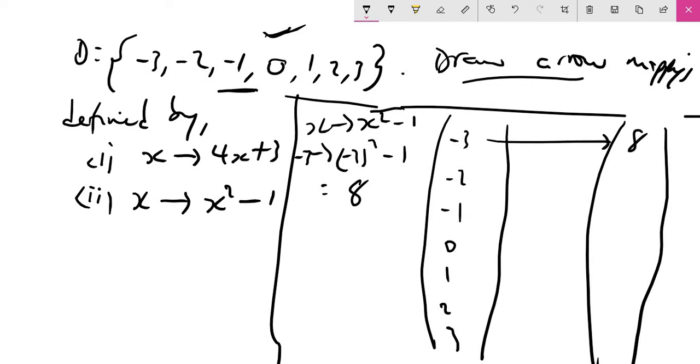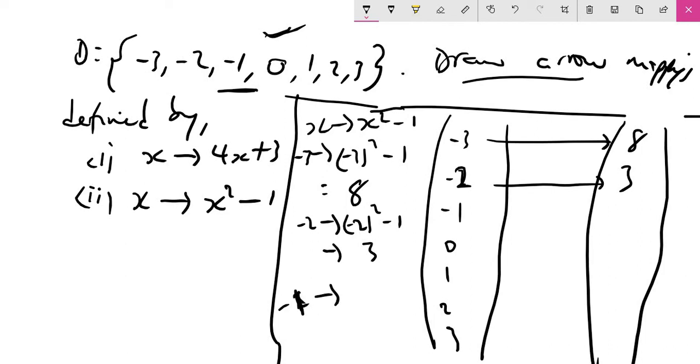Alright? So we do the same thing. Minus 2 maps to minus 2 squared minus 1. And this gives 4 minus 1, 3. So this gives 3. This is minus 2. And now minus 1. Right? Sorry, made a mistake. Okay. So this gives minus 1 to the power 2 minus 1. This gives 1 minus 1, which is 0. So this side gives 0.